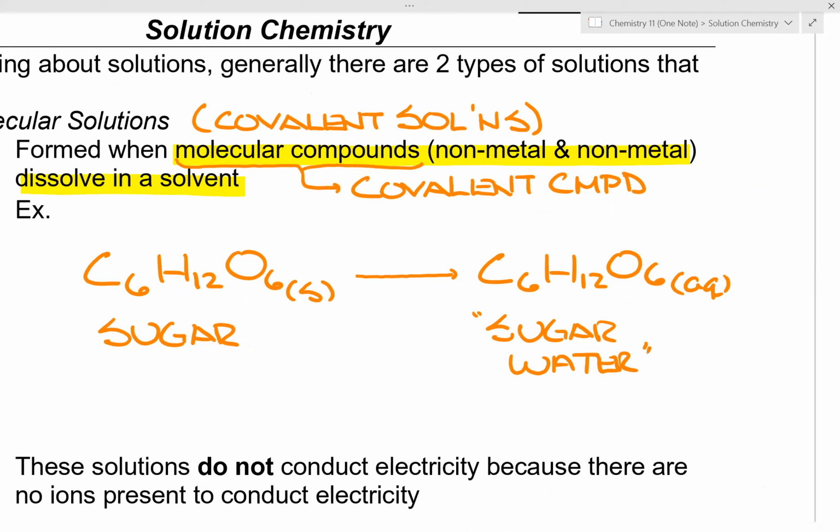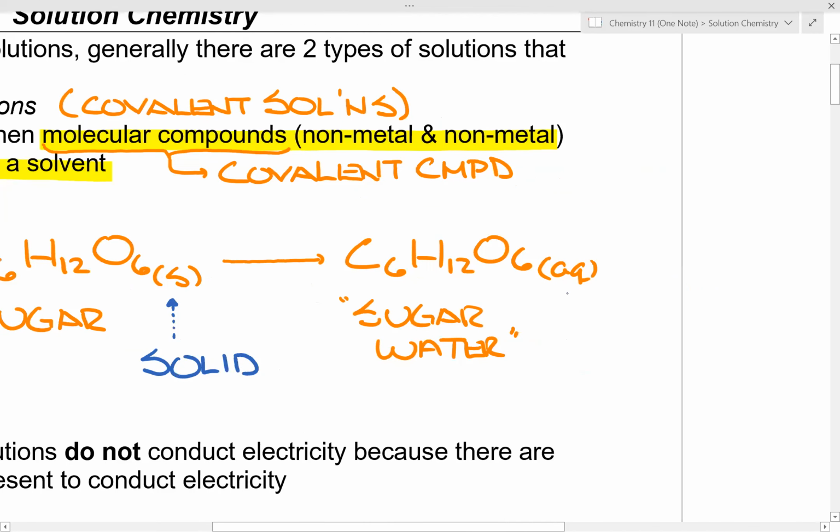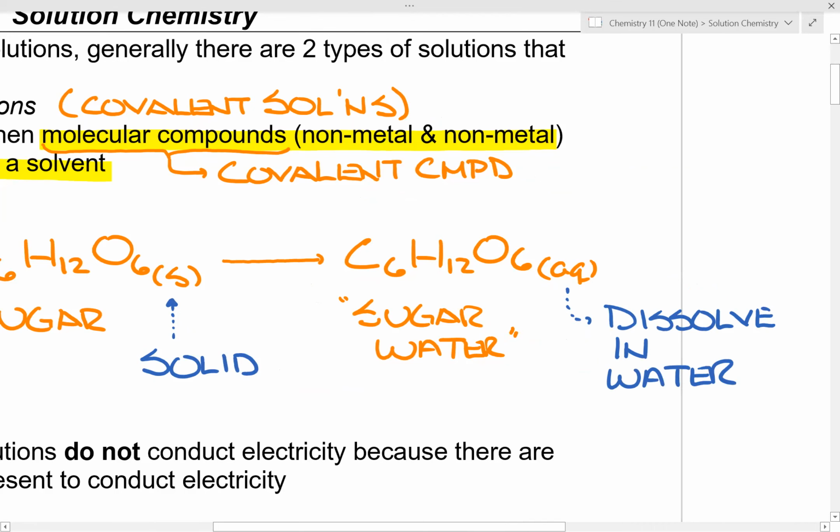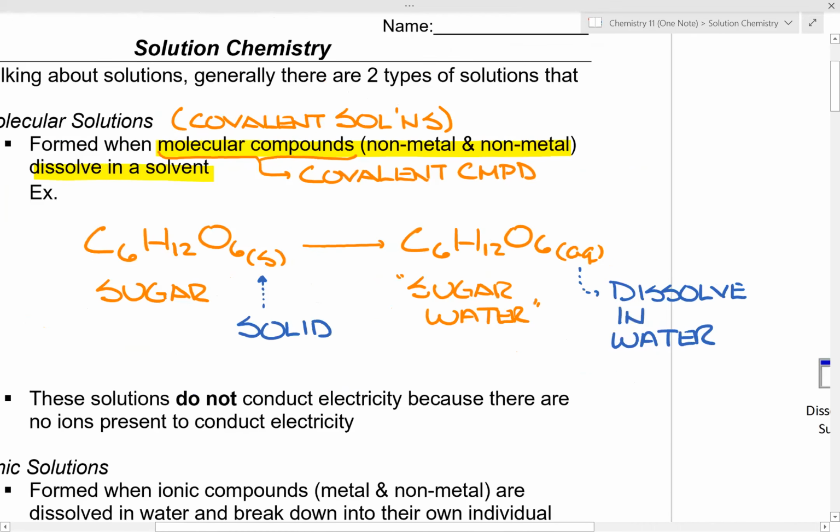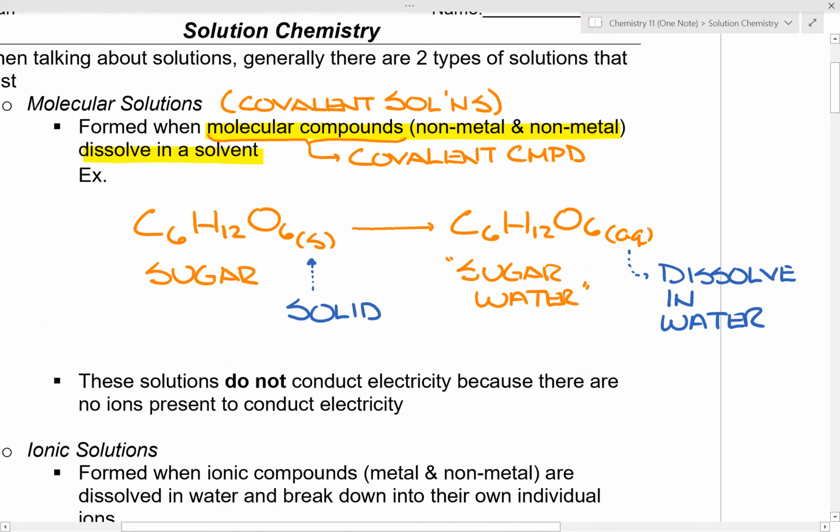Now, recall you have the phase symbol. This would be like a solid. And here, AQ means that it is dissolved in water. Now, why is sugar able to be dissolved in water? Because sugar is a polar molecule. It is somewhat attracted to the water molecules because water is also polar, and it's able to be broken apart.